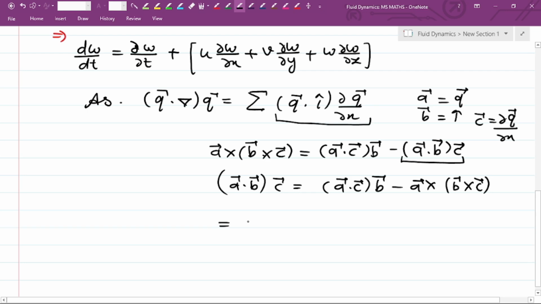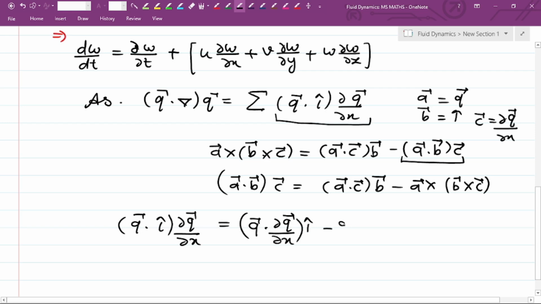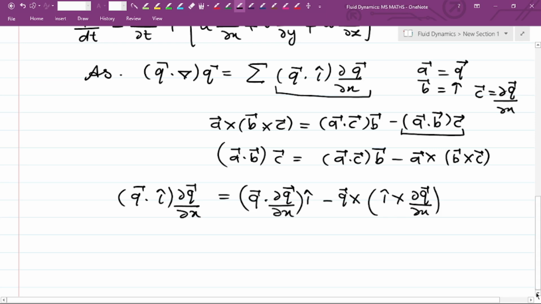So this will be the summation, or it can be written as q vector dot I cap or dou by dou x is basically a vector dot c. What is a? It is basically q vector into del dou dot q, dou q vector upon dou x into I cap, minus a vector cross b cross c, dou q vector over dou x. So this will be the expression.